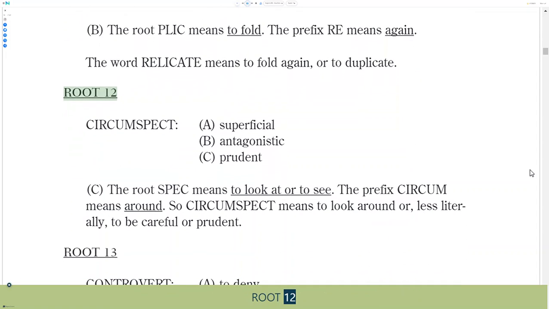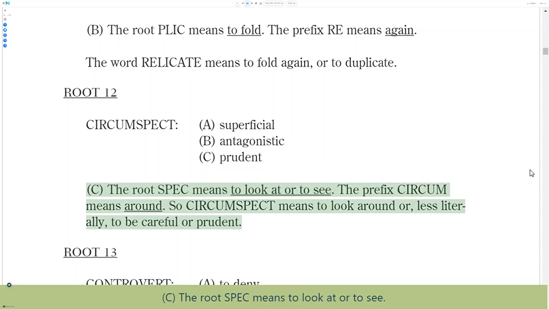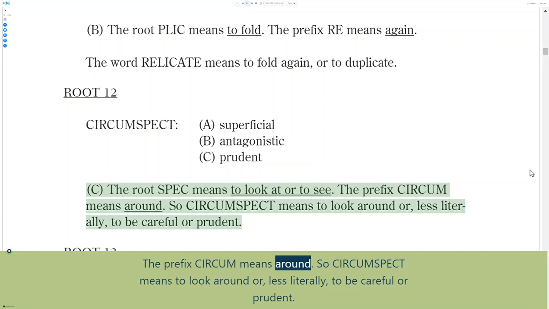Root 12. Circumspect. A. Superficial. B. Antagonistic. C. Prudent. C. The root spec means to look at or to see. The prefix circum means around. So circumspect means to look around or, less literally, to be careful or prudent.